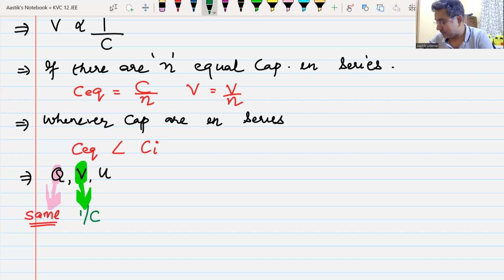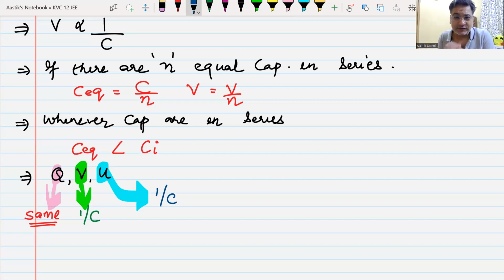Okay. I think that I'm not able to put my question correctly, maybe. It's proportional to 1 by C. It will also be proportional to 1 by C. Why?